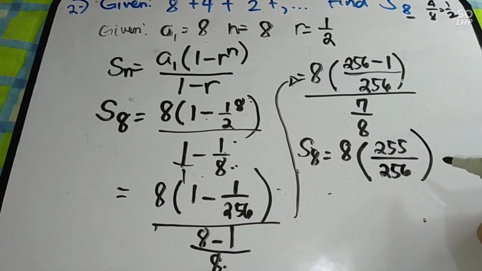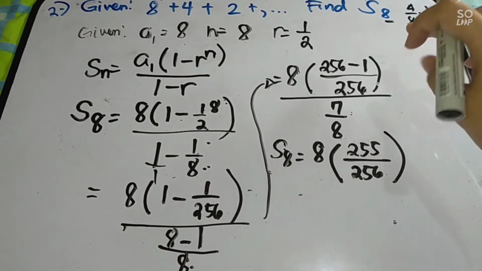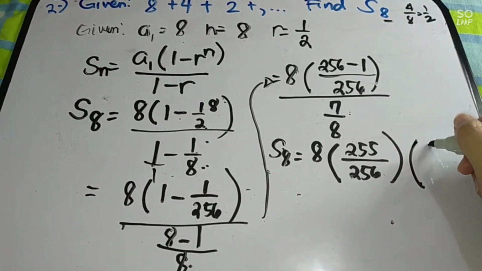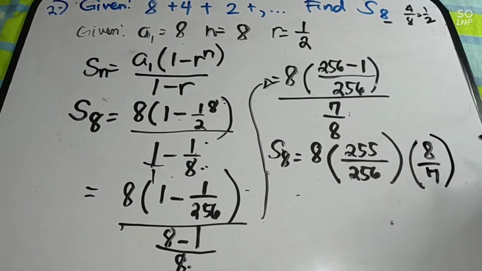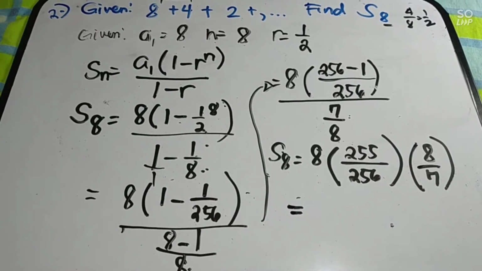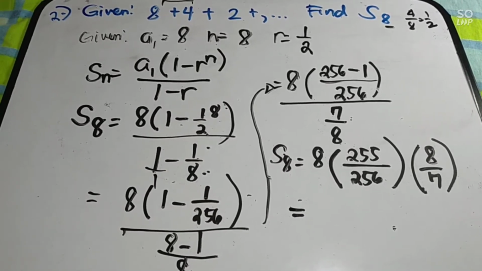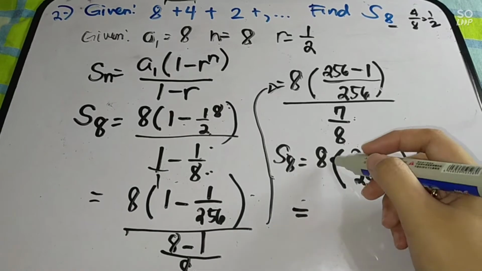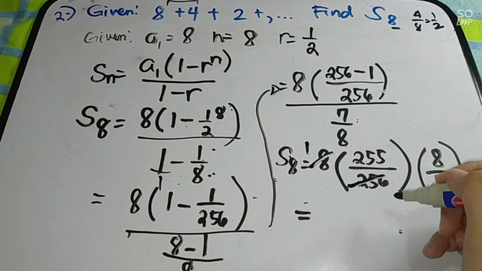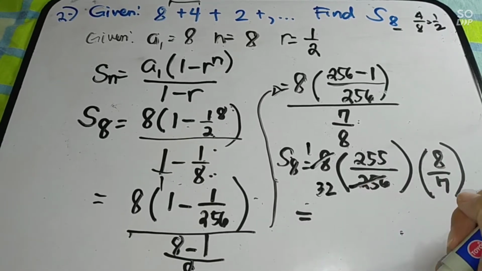256 over 8. Diba? Then, this one, i-reciprocal mo na kasi fraction. Then, multiply na natin dito. So, pag ni-reciprocal mo yan, magiging na itong 8 over 7. Then, multiplication na. Then, cancellation na tayo. Si 8 and 256 are divisible ba? Yes, they are divisible by 8. So, makakancel out yung 8 dito, magiging 1. Si 256, magiging siyang 32. If you divide 256 by 8, the answer is 32.